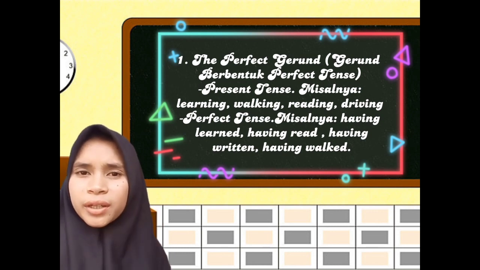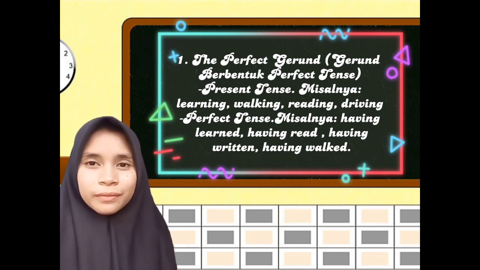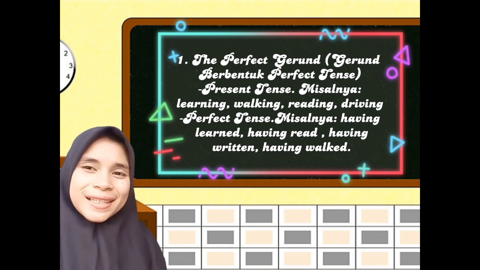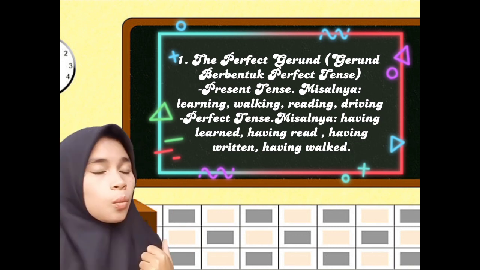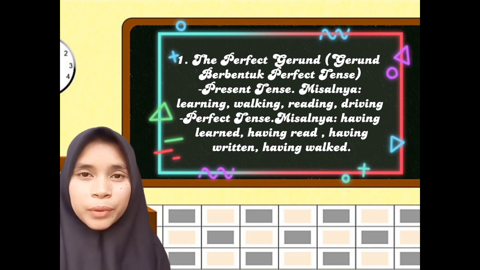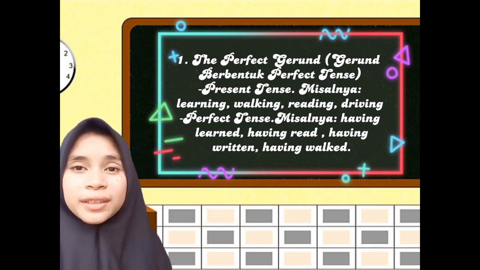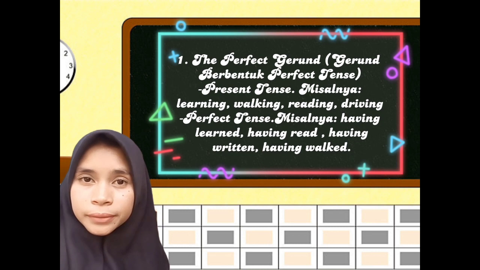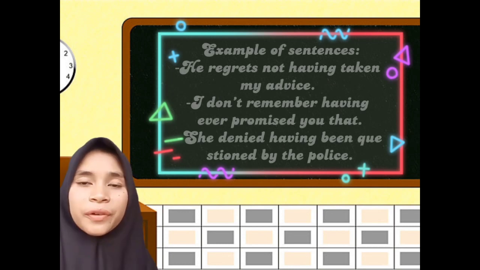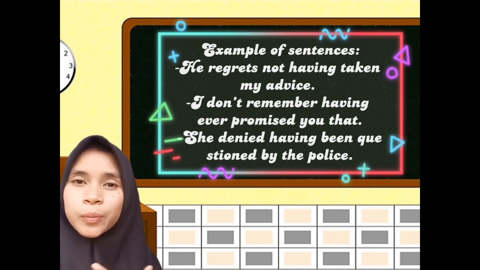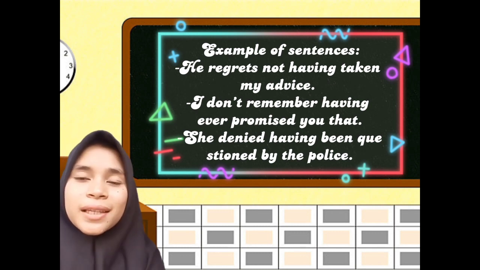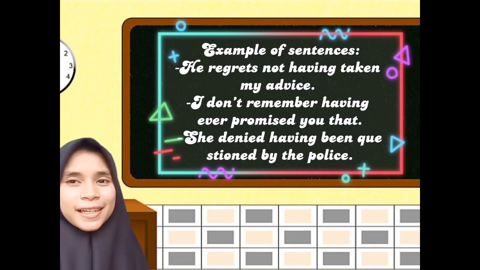There are 2 types of gerund perfect tense, namely present tense. For example, I put in the slides, you can see learning, walking, reading, driving, and the example of perfect tense. For example, having learned, having read, having written, having walked. Next, the perfect gerund form is usually used to express an event that occurred earlier than the other events that follow it. Example of sentences in the next slide.